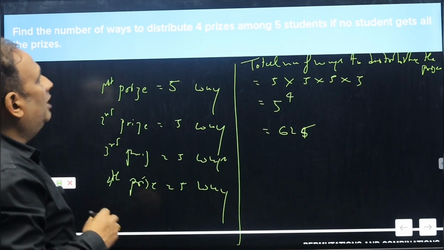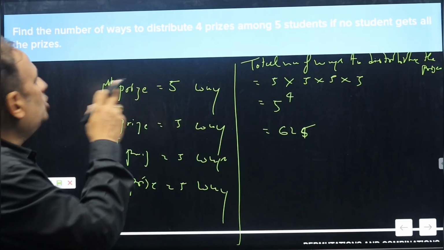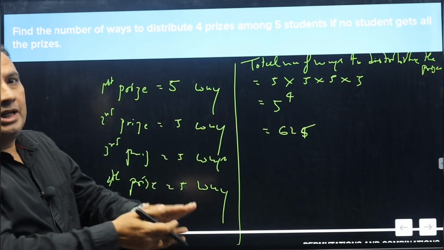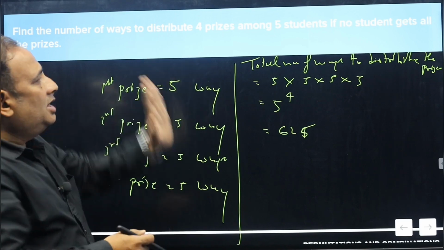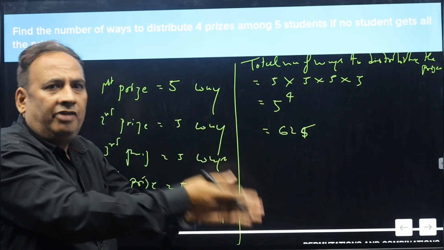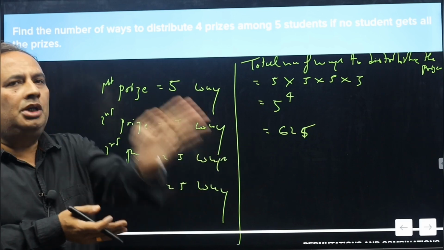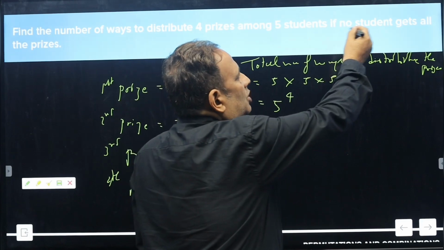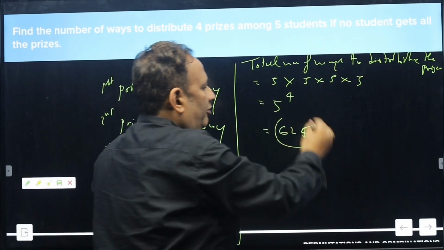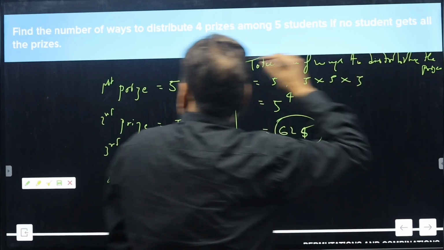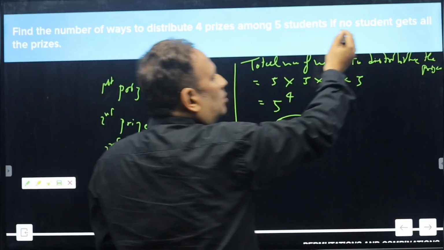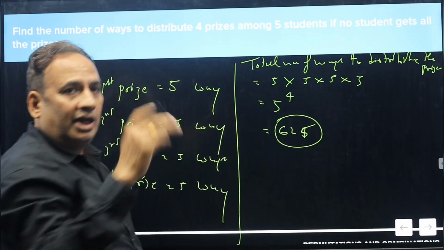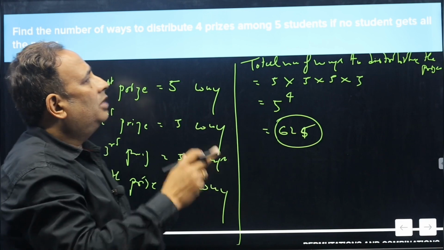So, 625 ways, but here they are saying that no student gets all the prizes. So how many ways can any one of the students get all the prizes? Think about it. If we take all four prizes and give them to any one student, how many total students are there? Five. We have to discard those situations in this 625 in which any one student gets all the prizes.